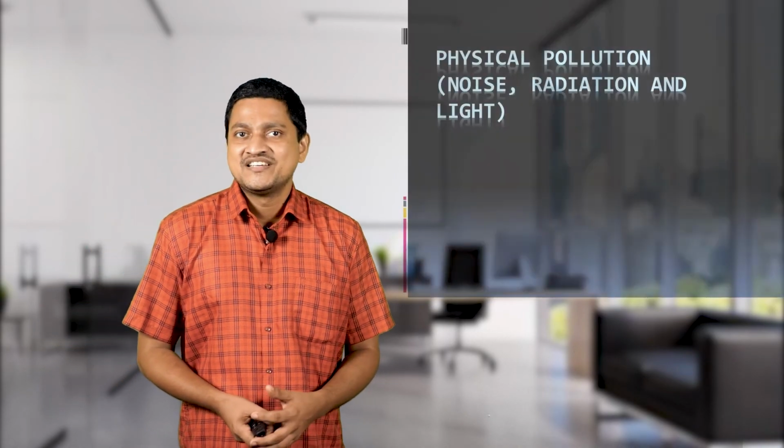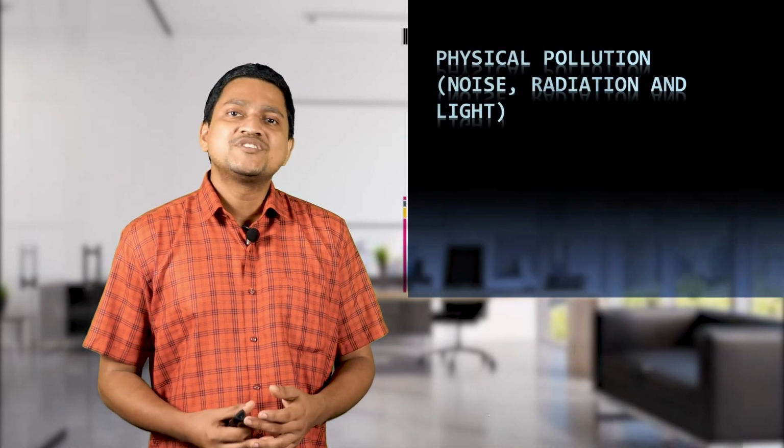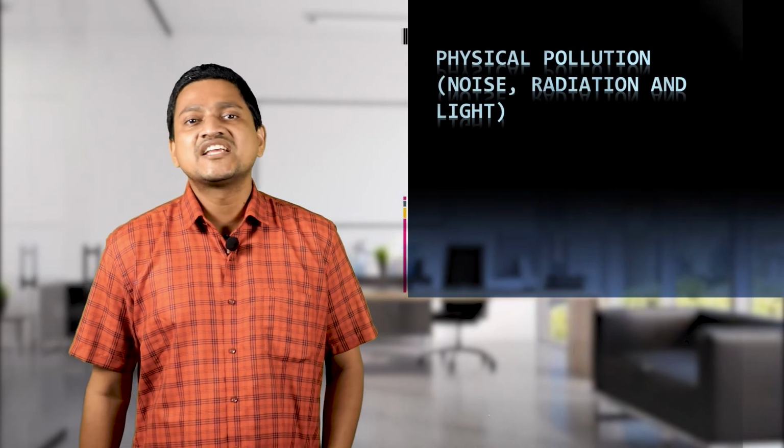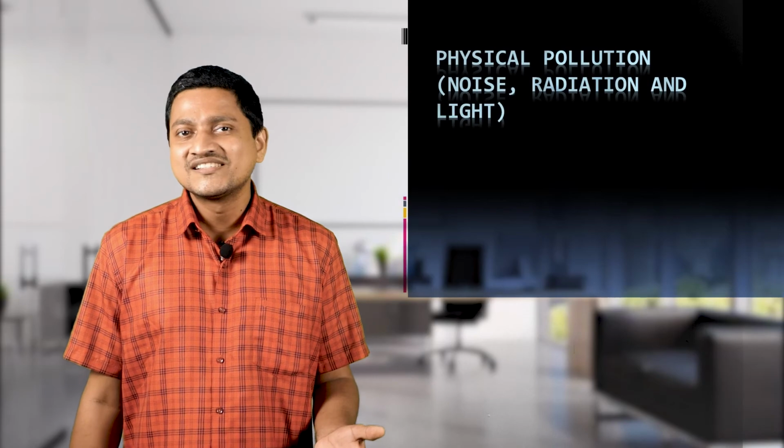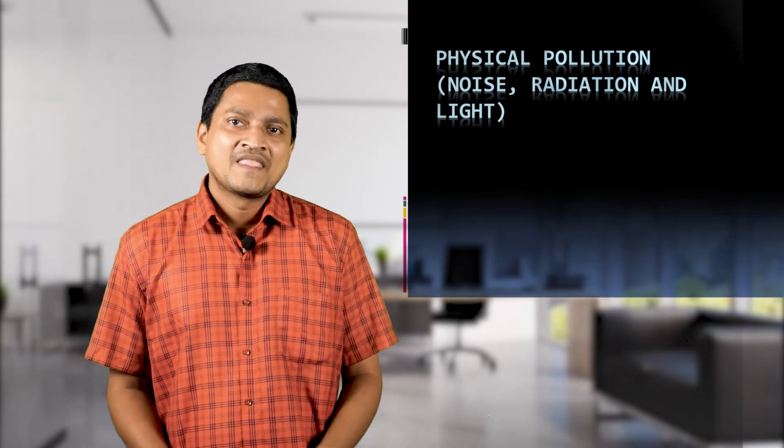Now we discuss physical pollution. Physical pollution is the last topic covered in the Environmental Engineering syllabus. Physical pollution means pollution caused by noise, radiation and light. These three types are collectively called physical pollution.